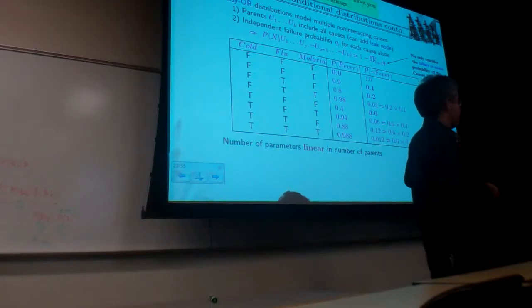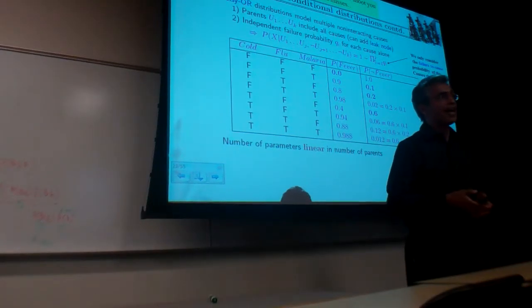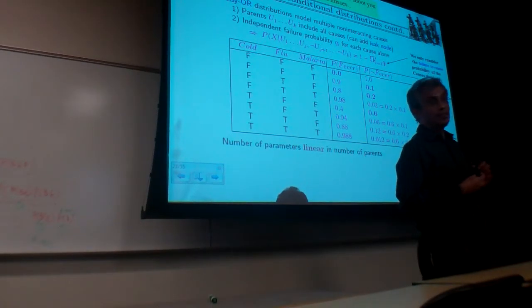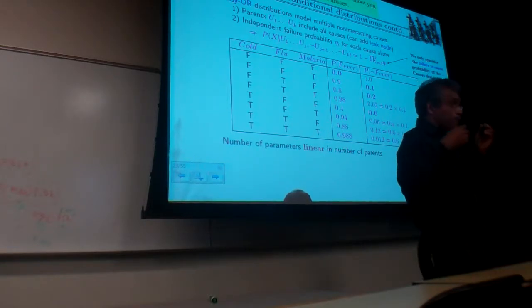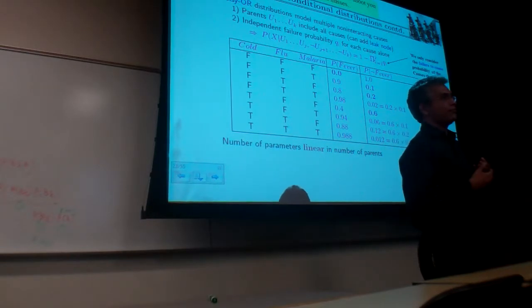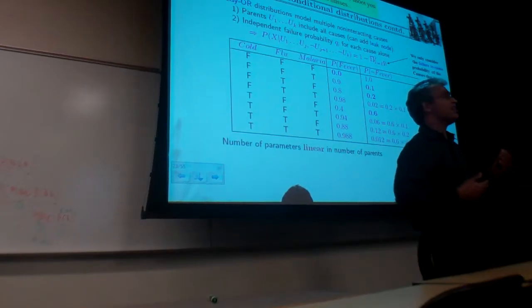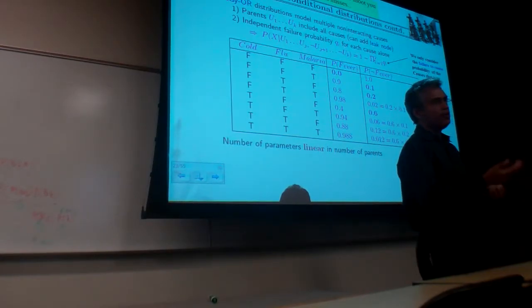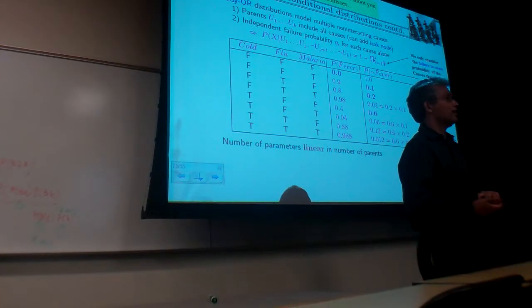Now, of course, when I decided to model the relation as a noisy OR distribution, I put an extra bias. I'm saying that failures are independent. If that's not true in your domain, then you just made a wrong representation decision.